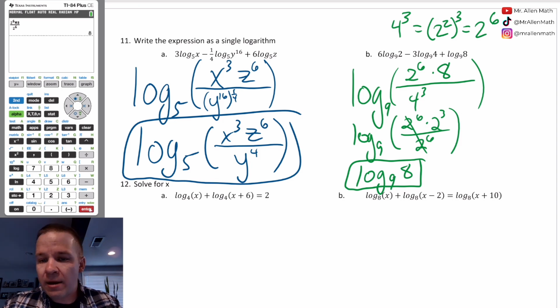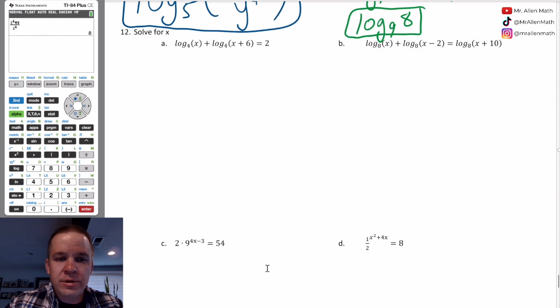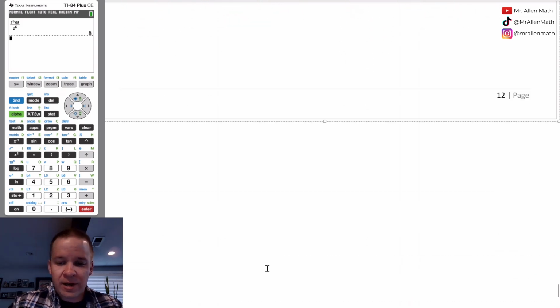Enter. And we get 8, right? Or I guess it would have been 4 to the 3rd initially. Either way, you get 8, so log base 9 of 8 would be the correct answer. So make sure you're simplifying in there. Beautiful. All right, time for a little solving.